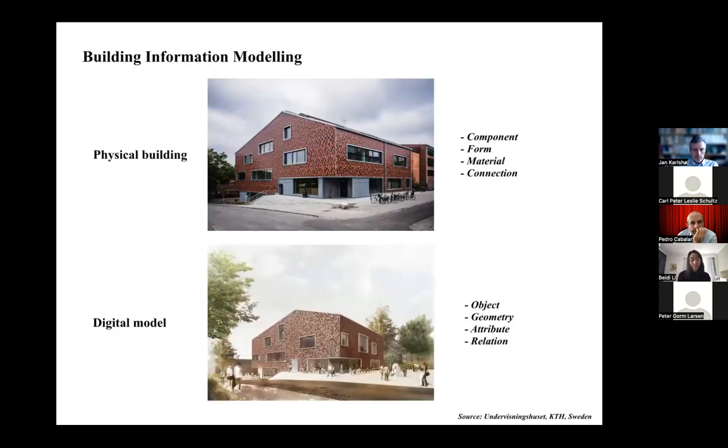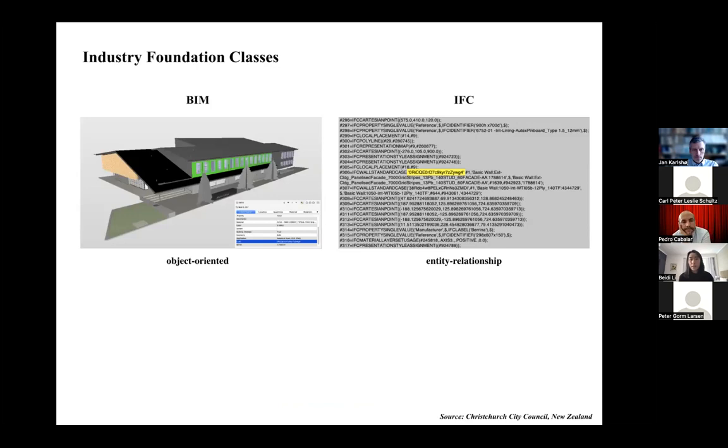So building information modeling, or BIM, provides a mapping between physical buildings and digital models. In an actual building, you have components, and they are represented formally in the digital model as objects, and their materials and connections are formally represented as attributes and relations. BIM has an underlying exchange format or data standard called Industry Foundation Classes, or IFC for short.